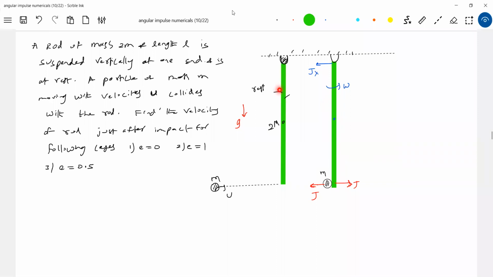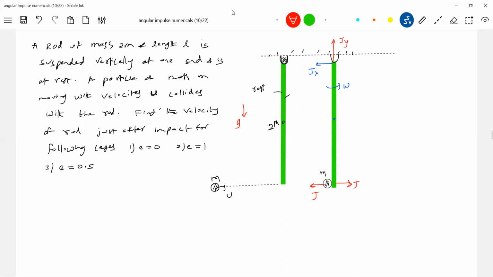So suddenly what happened? Earlier, mg was acting. Now there's a reaction, Ry equal to 2mg, and along with the 2mg, a sudden centrifugal force will act. So a reaction is set up here, and we'll also get Jy here. In every problem, this is very important: how to calculate the reaction at the hinge.